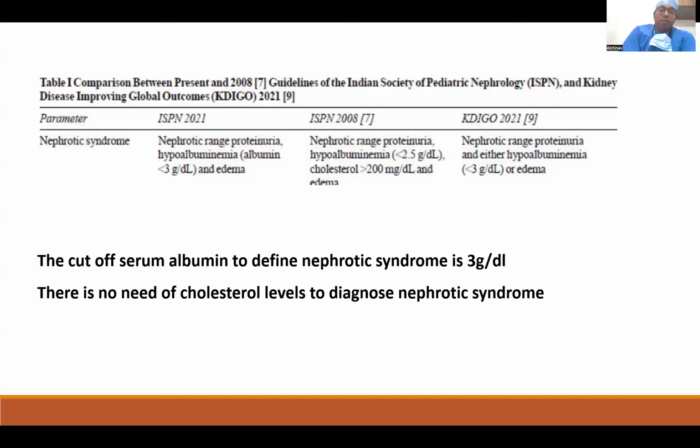So for the sake of exams, most of the exams ask about these three criteria. So remember these three criteria. And one important thing, the cutoff. You have to remember the cutoff value. The previous cutoff for hypoalbuminemia was 2.5 gram per deciliter, but now it is 3 gram per deciliter. And there is no need of cholesterol levels to diagnose nephrotic syndrome. So I hope everyone is clear. There are three important features: nephrotic range proteinuria, hypoalbuminemia with the cutoff less than 3 gram per deciliter, and edema. So this is about the definition. I hope everybody is clear.